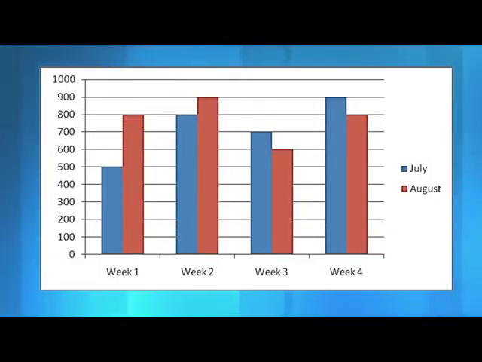How about the double bar chart? You can see the data classified by colors. So the blue represents July and the red represents August. You can see in here. So at the first week of July, there are 500. The first week of August is 800. And you can see the second week, third, and the fourth.